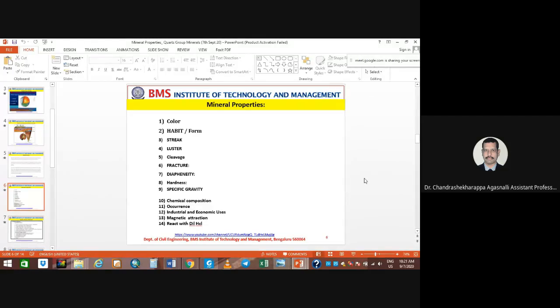And industrial and economic uses: what is the use of this particular mineral? Say for example, if we take the quartz group of minerals, they are used in the manufacturing of glasses, in electronics, and as instruments in ultrasonic equipment. And magnetic attraction: some minerals have magnetic attraction, that is called magnetite. And I told you about reacting with diluted HCl, that is calcite, rich in calcite minerals, like limestone.